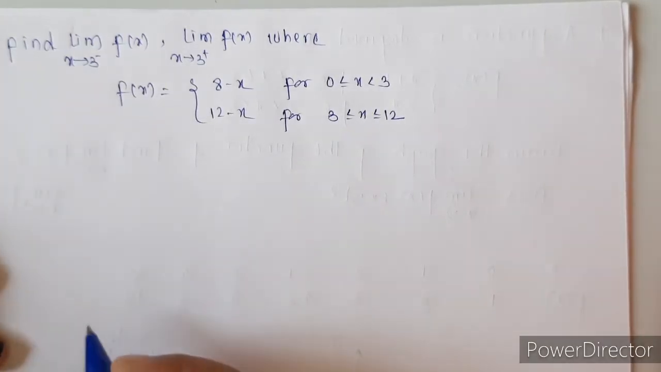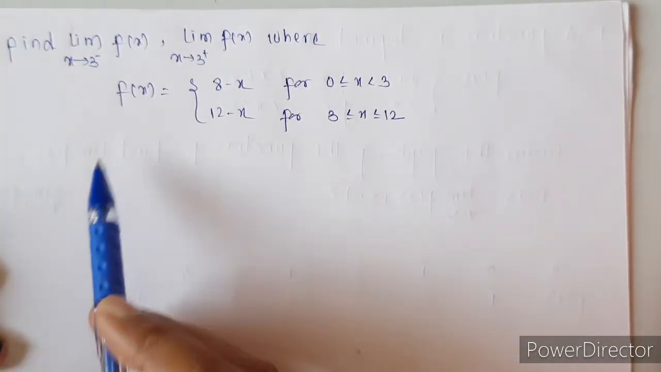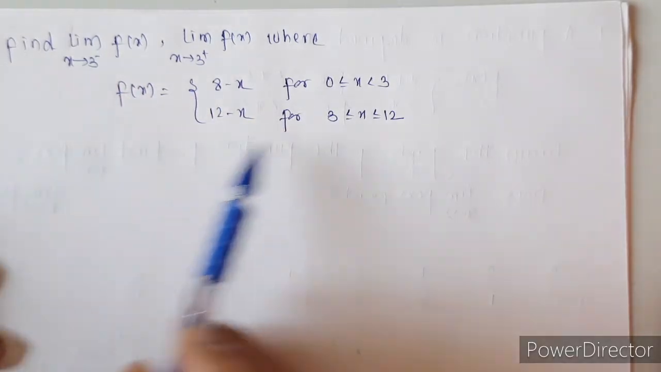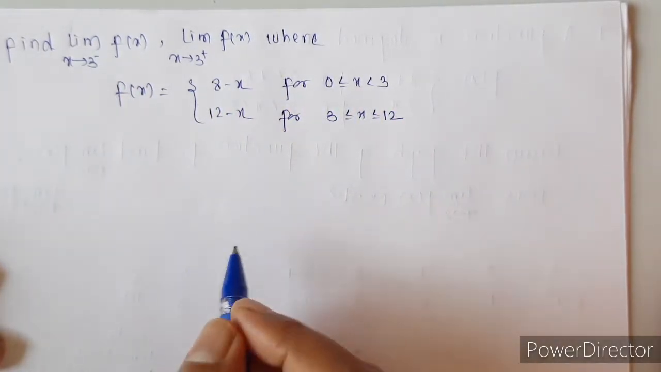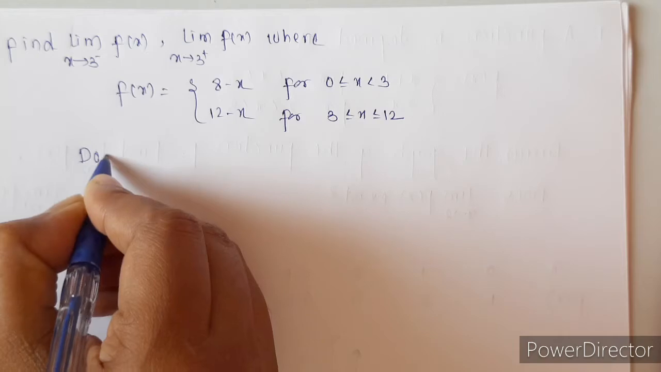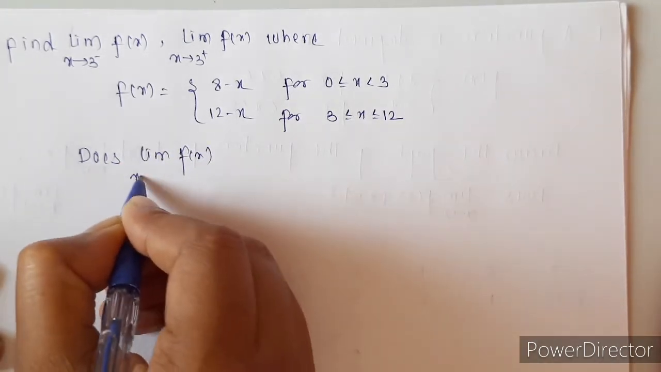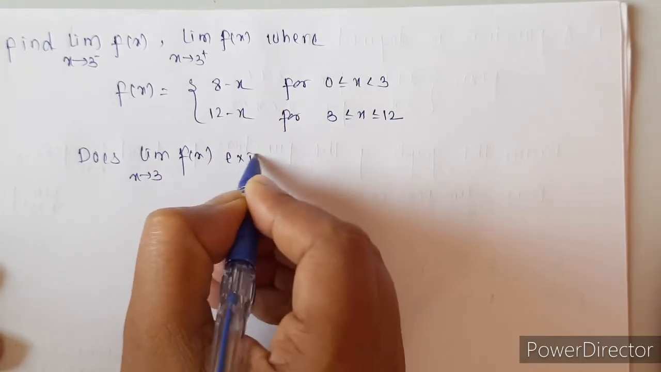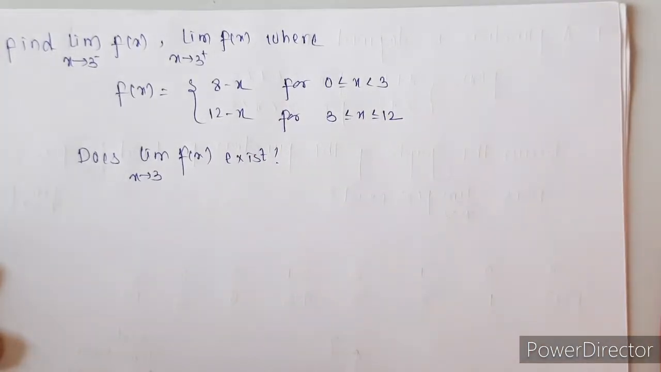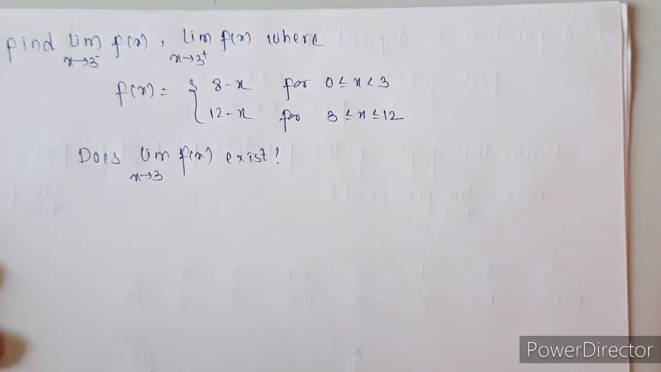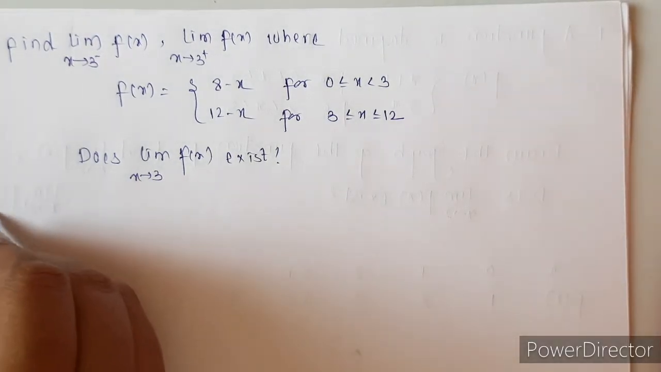Okay. Next example. In this case, we have to find left hand limit and right hand limit wherein this function is given. Also, we have to check does limit of f of x exist. We have to check whether limit exists or not. Let's start with left hand limit.